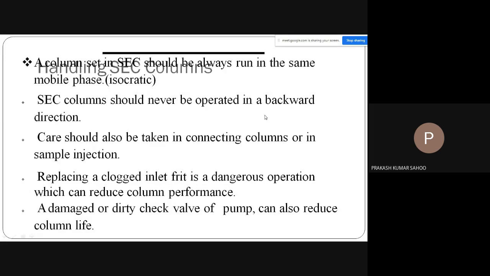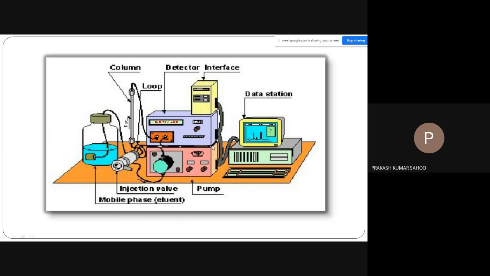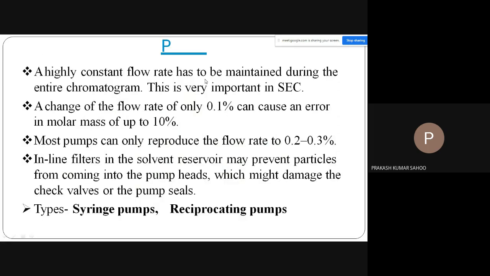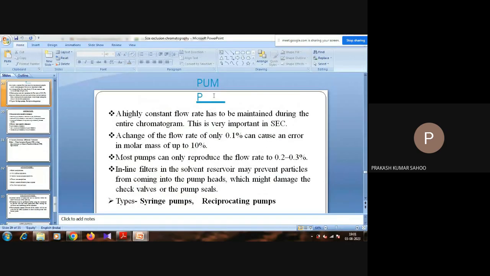A damaged or dirty check valve or pump should not be overlooked. So this is an example, a schematic presentation of your SEC, where this is the solvent, this is the column, and this is a detector which detects. These are the interfaces. This is the digital data station, and this is the injection valve where the sample is injected, and this is the pump here. So this is the advanced version of your size exclusion chromatography. Then we have, what is this? The pump.